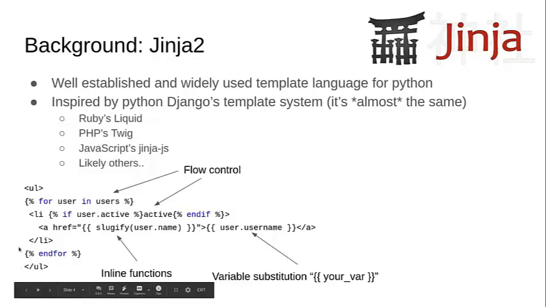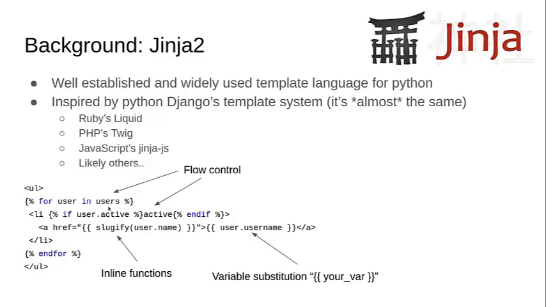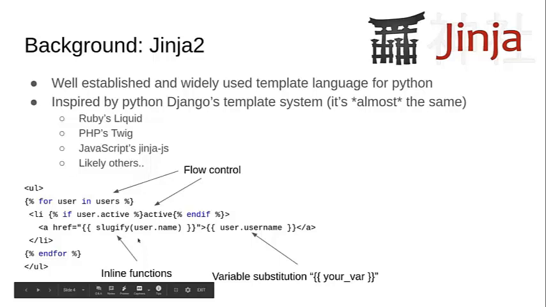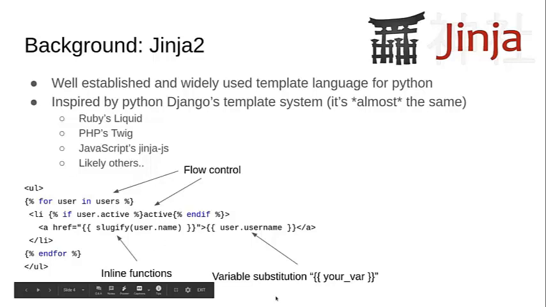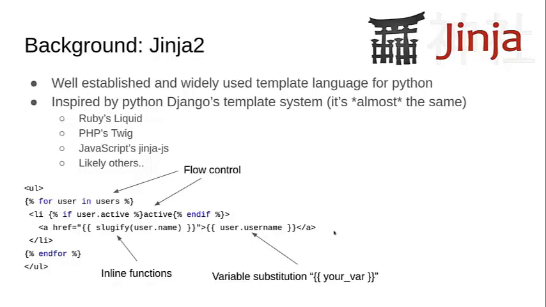It looks somewhat like this. Typically, it's used to render HTML. Here we have an unordered list tag, and then you can do flow control like a for loop over some object that you provided. You can have if statements, if else, and you can substitute variables using curly braces. It's a straightforward language to use once you've used it for a little while. And that's Jinja.